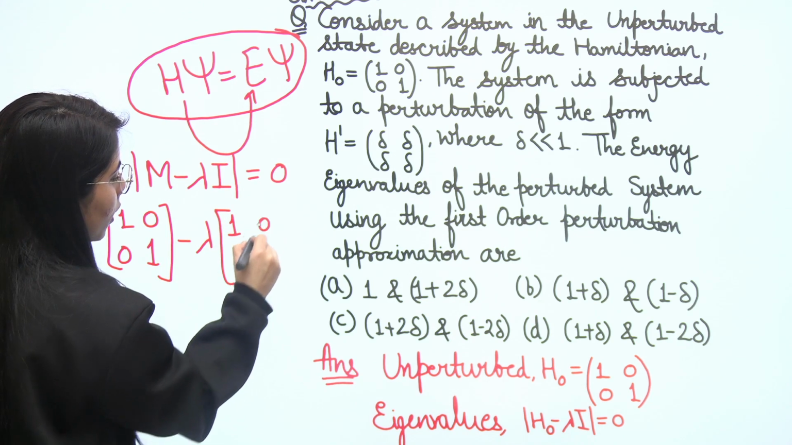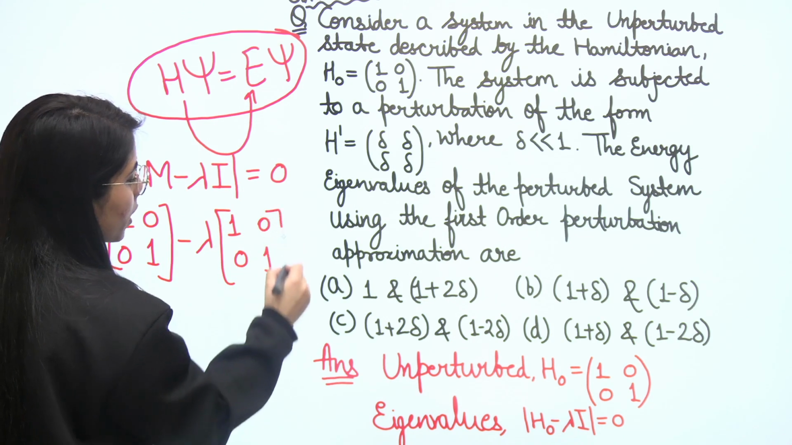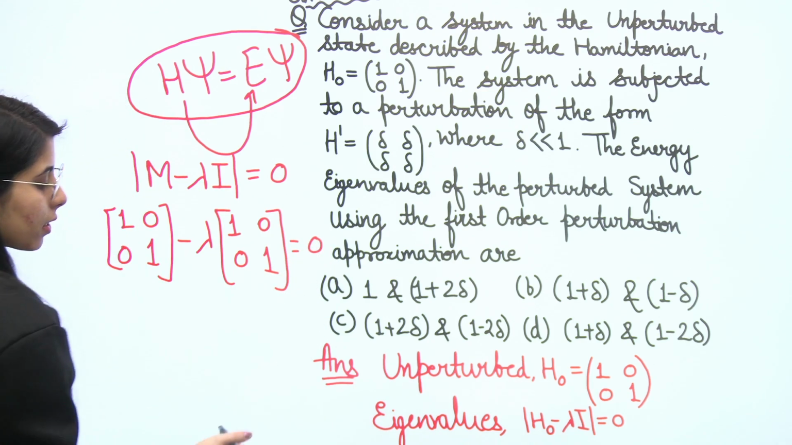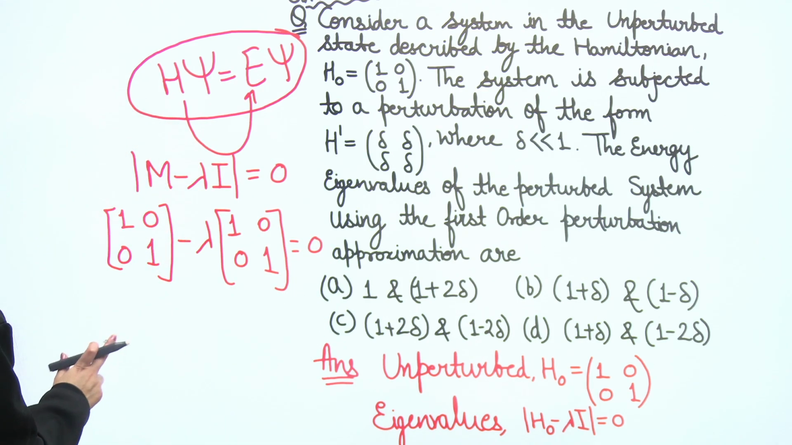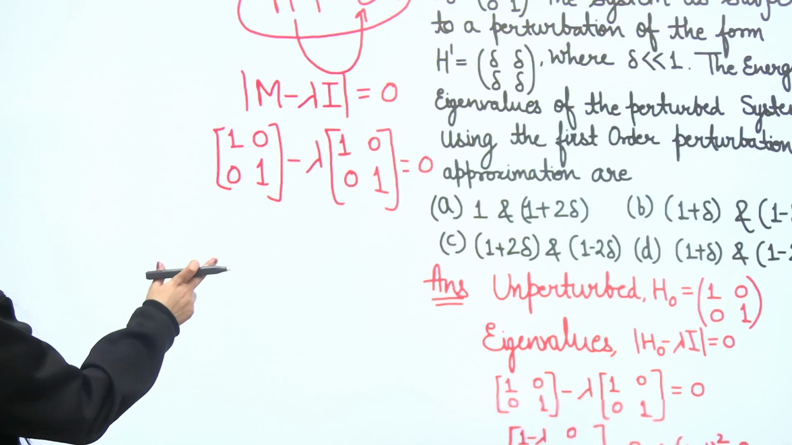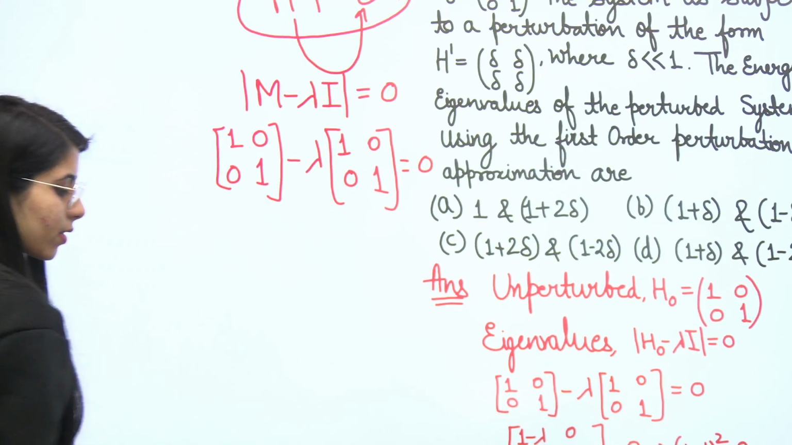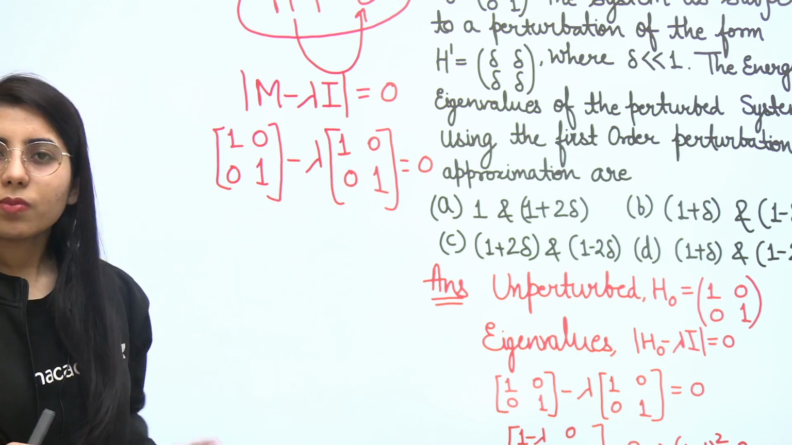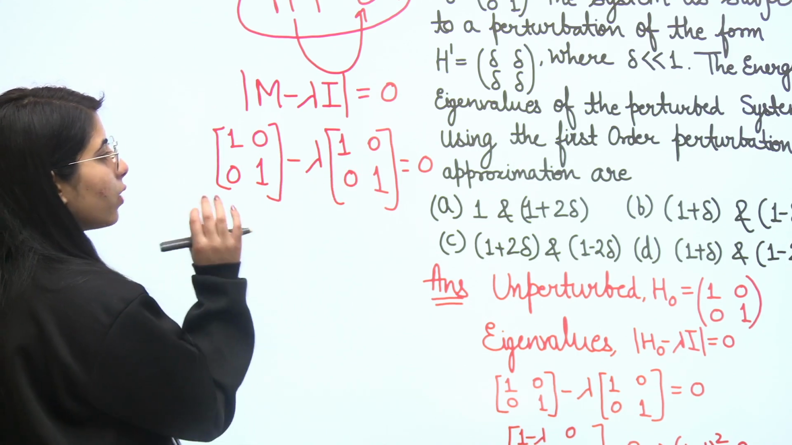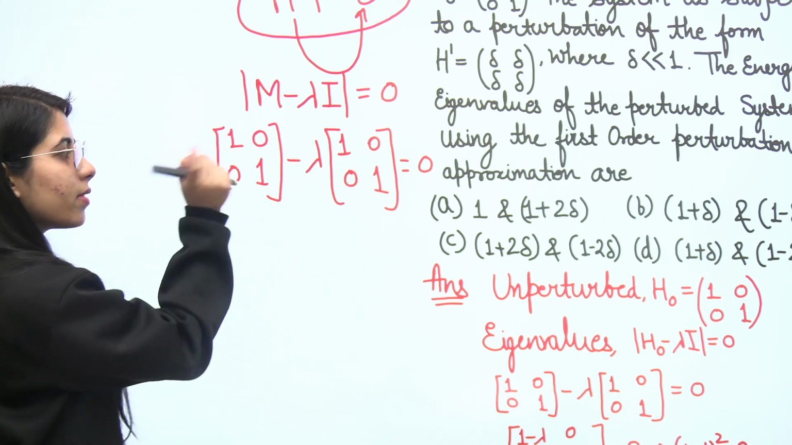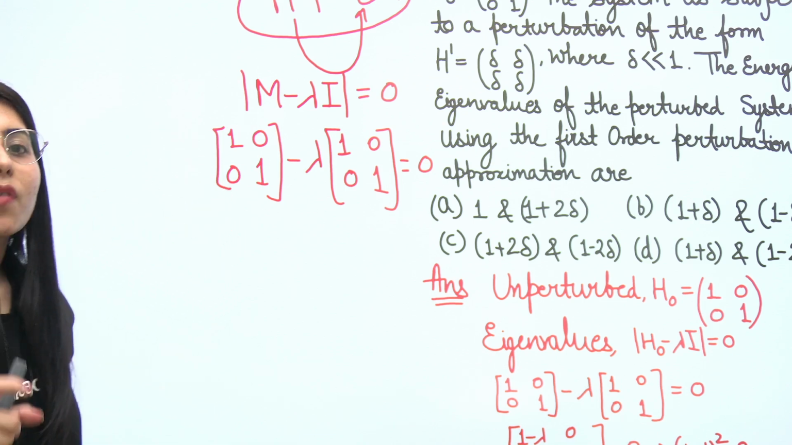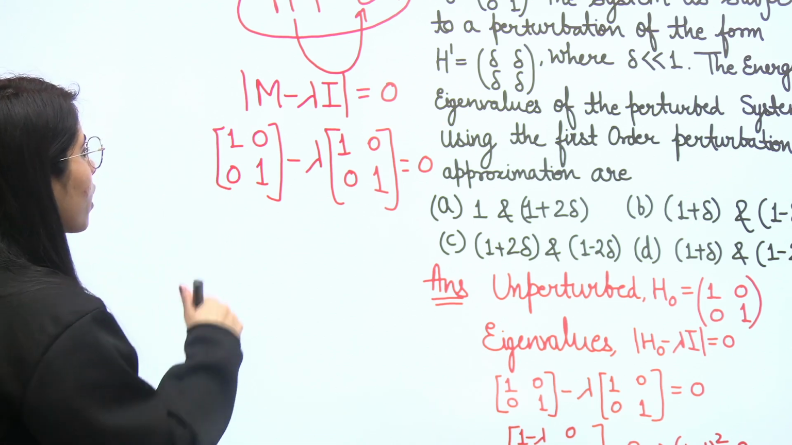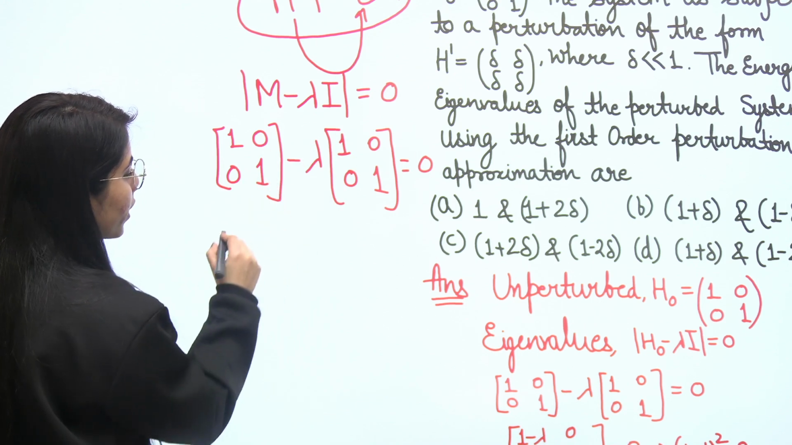So again [1 0; 0 1]. This is the identity matrix. Identity matrix means a matrix whose principal diagonal elements are 1, but all other elements, except the principal diagonal, are 0. Clear? Next point. And we take the identity matrix of the same order as the matrix given to us. Clear?